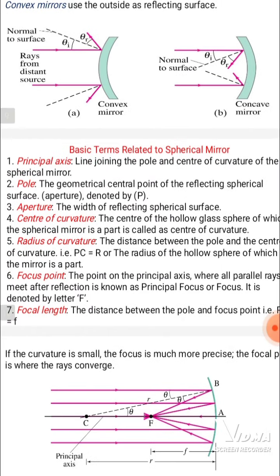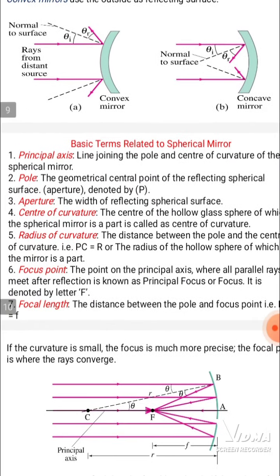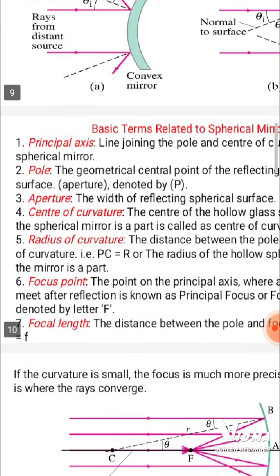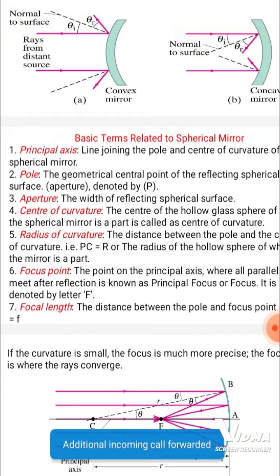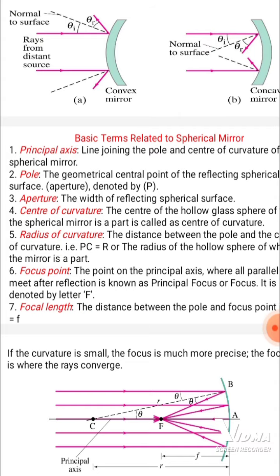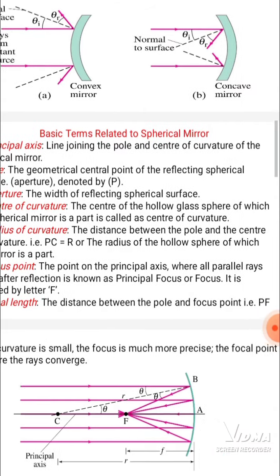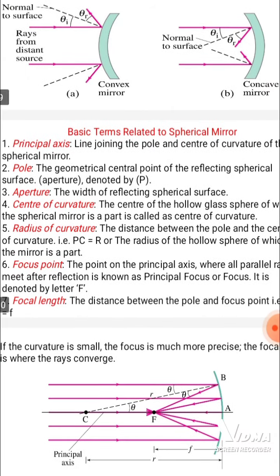There are some basic terms that we need to define when talking about spherical mirrors. The first one, and I'm very sure you are familiar with this, is the principal axis. The principal axis is a line joining the pole and the center of curvature of the spherical mirror. It is always a straight line at the center of the mirror.